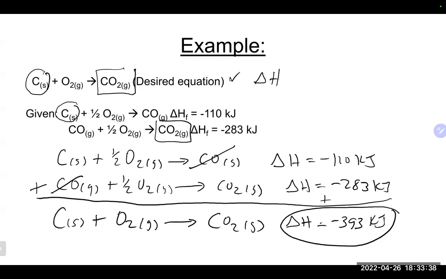Not always the case. You may have to flip them around or multiply by a common number. But the idea is you have an equation you're looking for, and you just have to build it from the other equations. And the key, like what we did with the K values, is to keep track of what you did to each one and make sure you adjust the delta H's correctly.